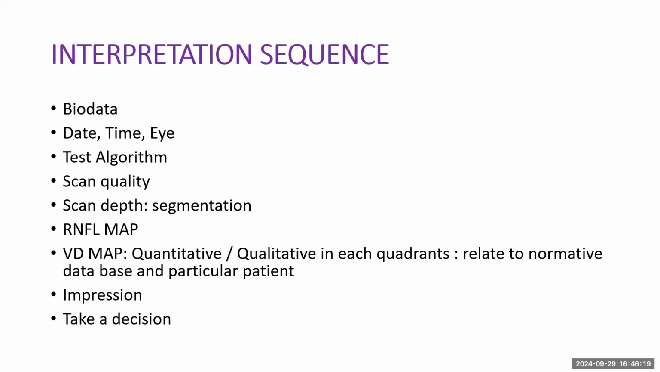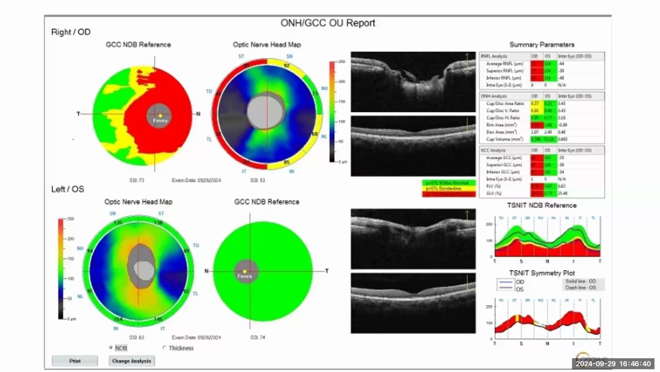So the sequence for interpretation still applies. You look at the biodata, the date, the time, the eye, the test algorithm, the quality, then the segmentation. Usually, the one we use has a retinal nerve fiber thickness map on the left, and then the vessel density on the right, and then we compare and make a decision. So I'm showing you a first.